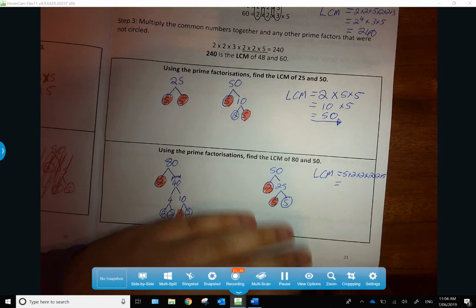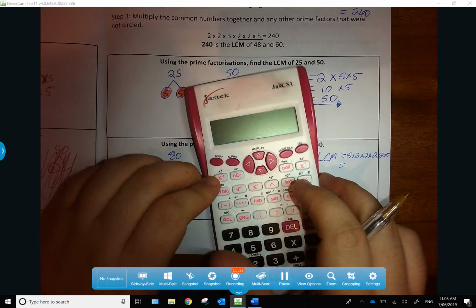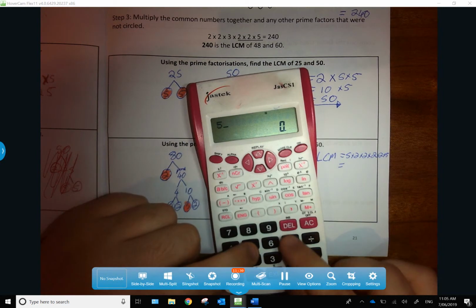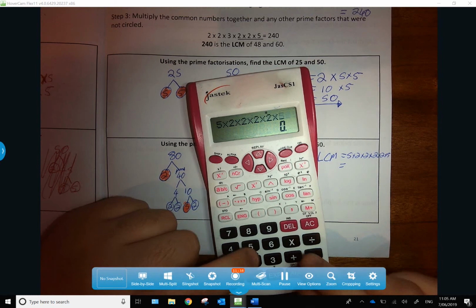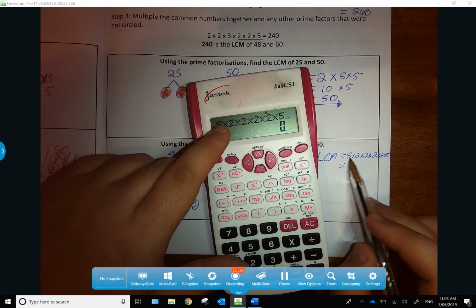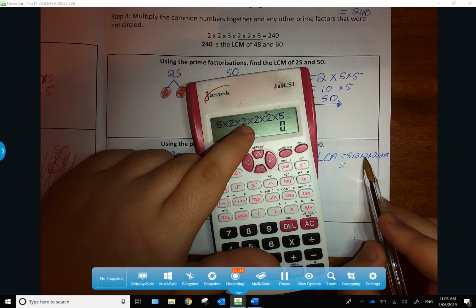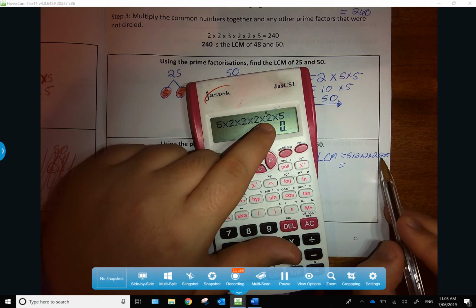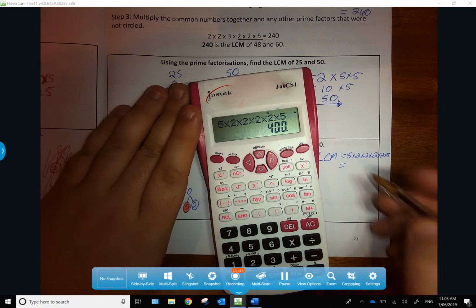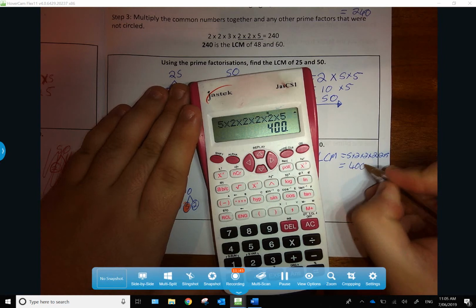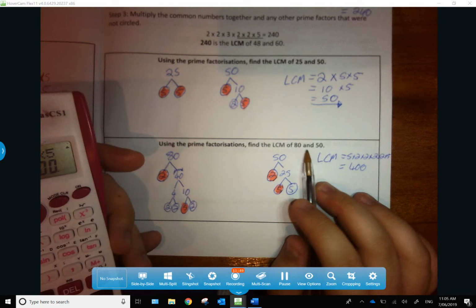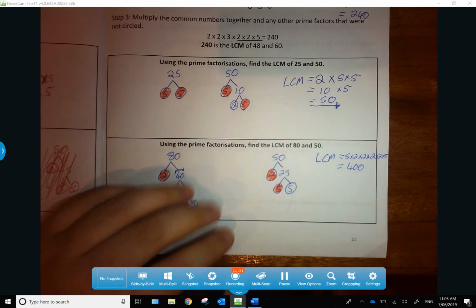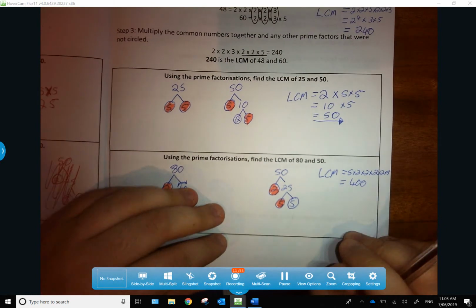Then you just need to stick that in your calculator. Let's see what we get there. 5 times 2 times 2 times 2 times 2 times 5. Just make sure: 5, 2, 2, 2, 2, and a 5. Press equals, and I get 400. So 400 is the lowest common multiple of 80 and 50. Okay. That's how you find the LCM.